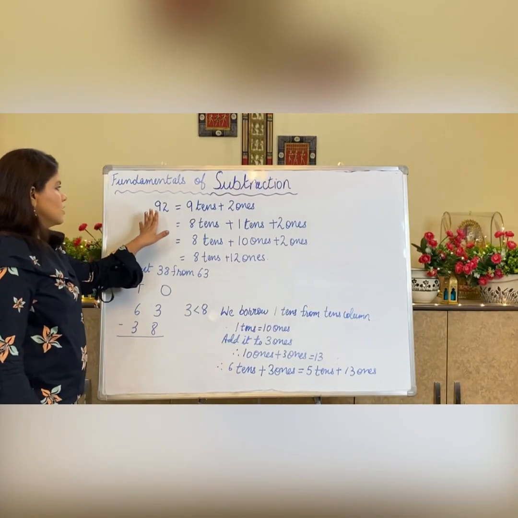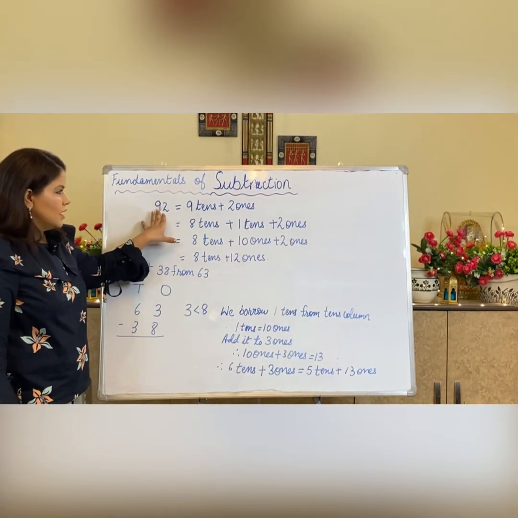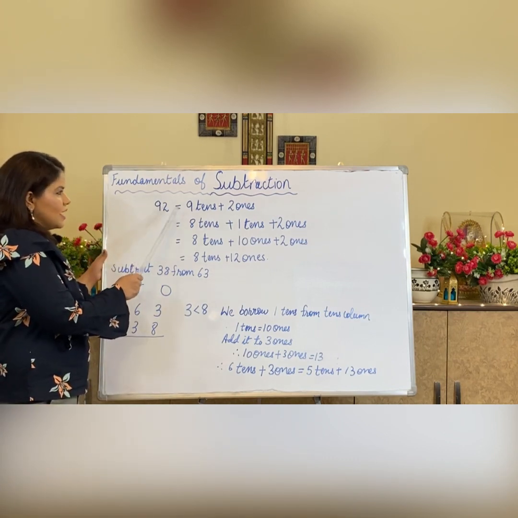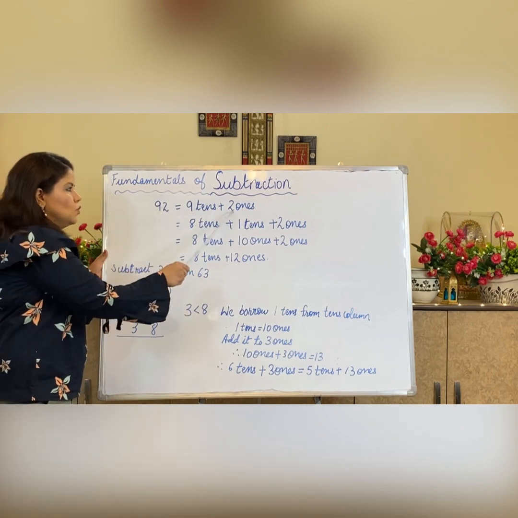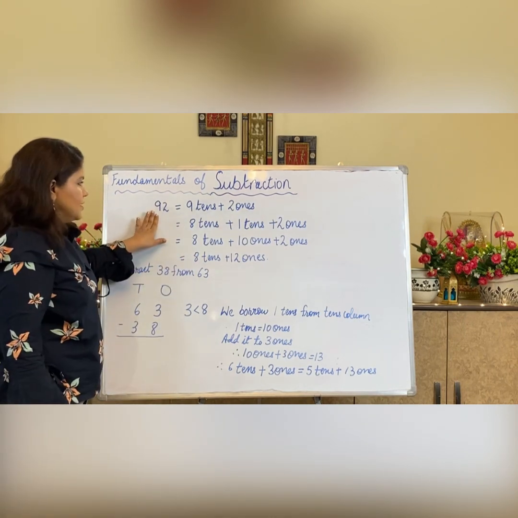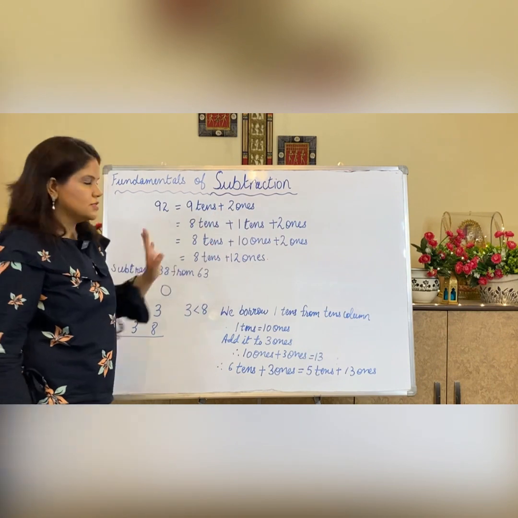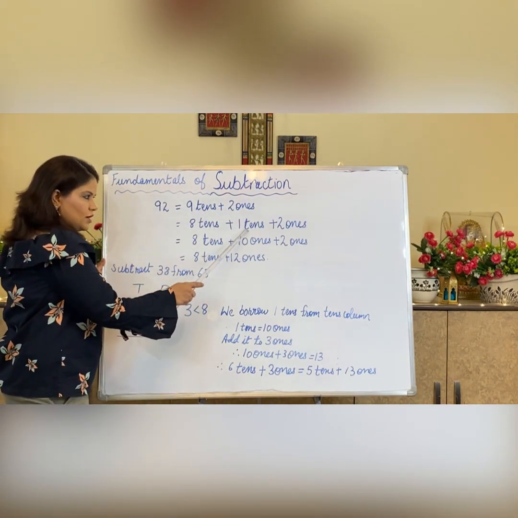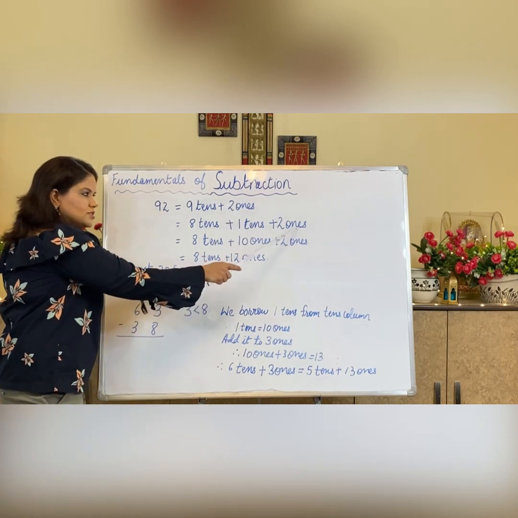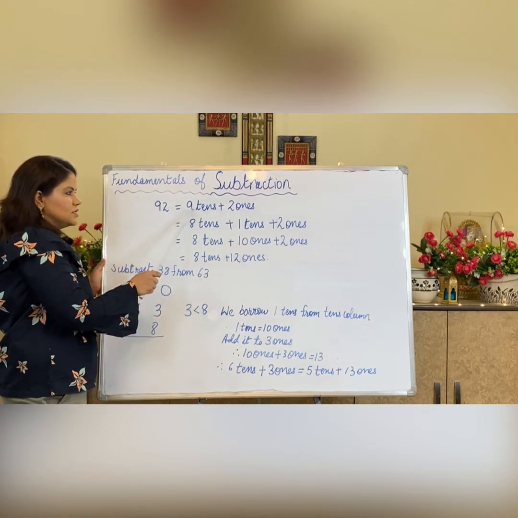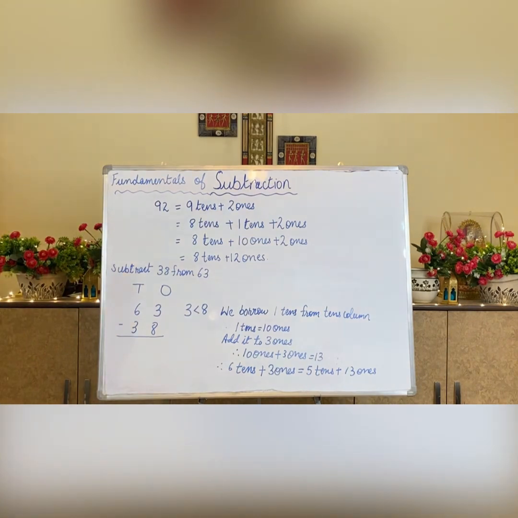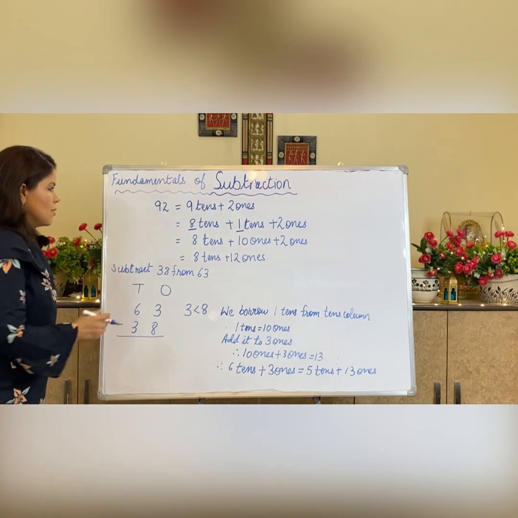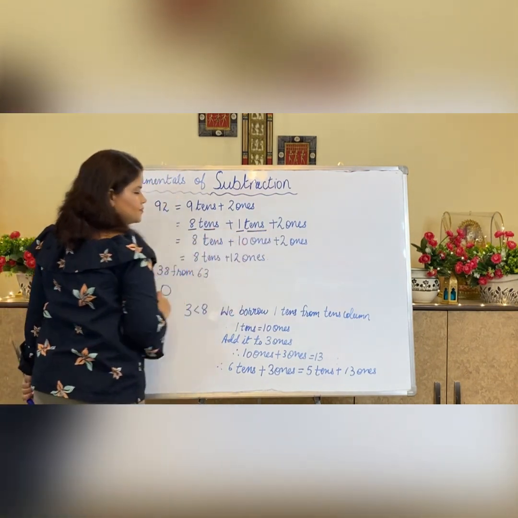Now I am taking the number 92. It can be written as, how many tens are there in this number? 9 tens plus 2 ones. 9 tens plus 2 ones. This 9 tens can be written as 8 tens plus 1 tens plus 2 ones. This 2 is coming as it is. I have split this 9 into 2 parts. One part is 8, one part is 1. Is it clear? Both are carrying tens with them.